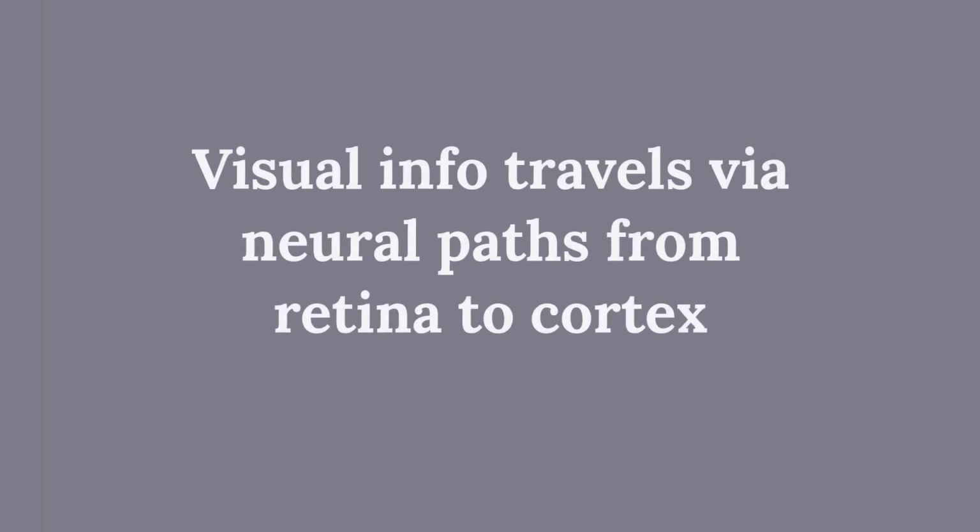Visual information travels through neural pathways. It starts from the retina and reaches the visual cortex. The optic nerve, chiasm, and tracts are involved. The lateral geniculate nucleus plays a role too. This process culminates in the primary visual cortex.